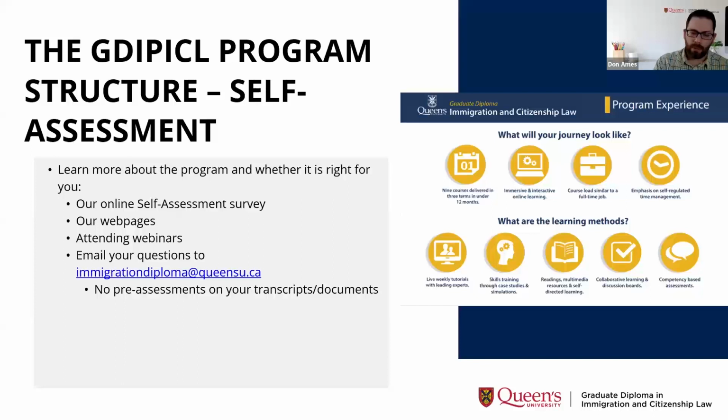The final point that I want to stress here when it comes to understanding if this program is right for you is to take our self-assessment. Within our website, we offer a Qualtrics survey. It is our 20-minute, roughly, self-assessment that asks you a lot of really great questions about your interest in the program, your technology capacities, your past post-secondary education, some different ideas as to what's interesting you about this program, and it'll help you with understanding if the GWDP ICL is right for you. So definitely take a look at that.